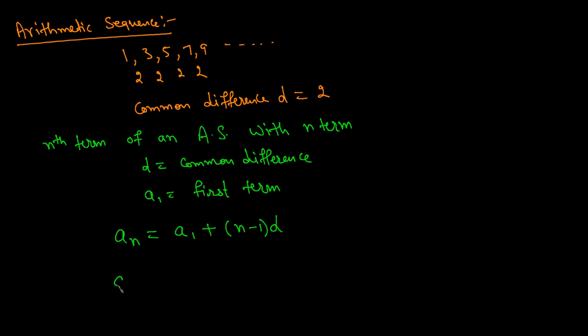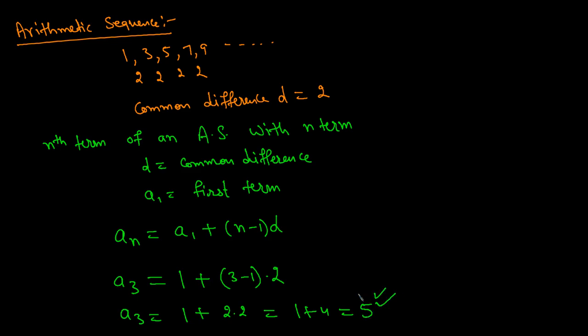And we can use it and see if that works or not. Let's say we are trying to find the third term in this given sequence. What is the first term here? A1. First term is 1 plus n is 3 because third term, 3 minus 1, and common difference is 2, so multiply by 2. So a3, third term, is going to be 1 plus 3 minus 1 is 2 times 2. So 1 plus 4 is 5. So third term is 5. See, first term is 1, second term is 3 and third term is 5. That means this formula works. So you can remember this formula.